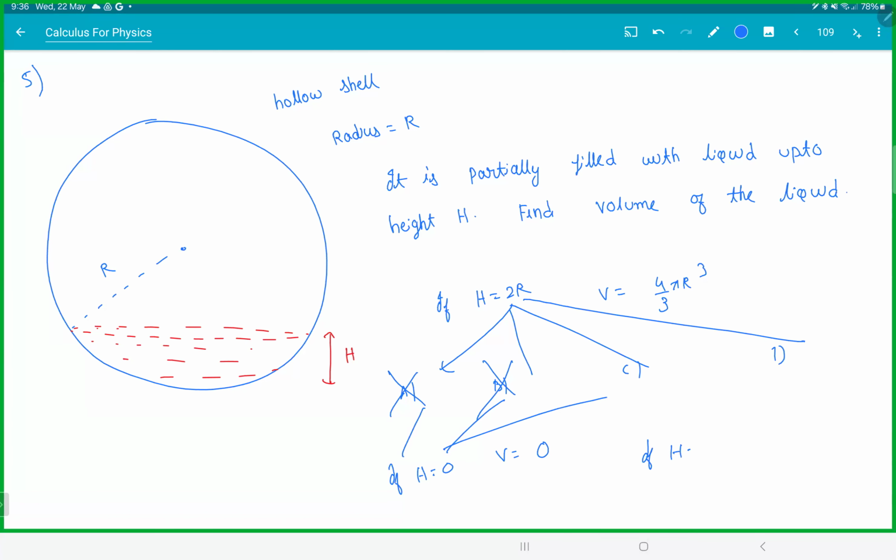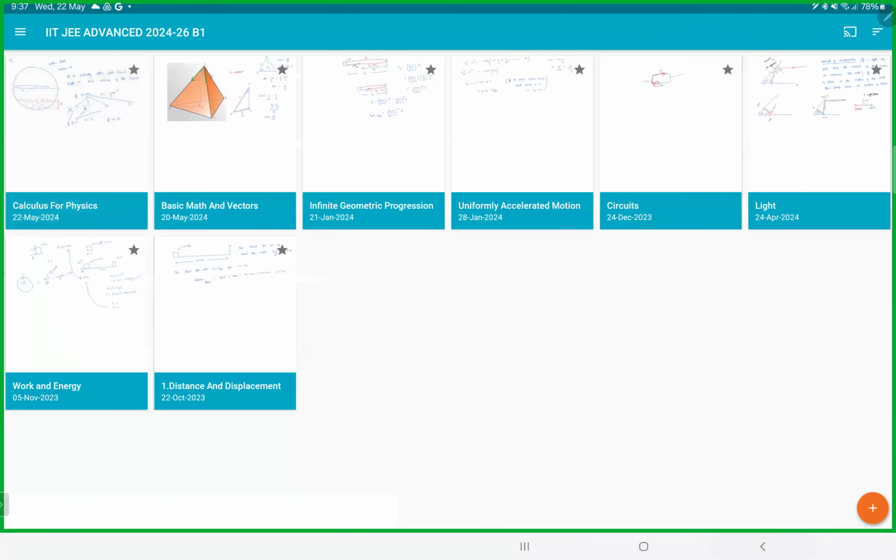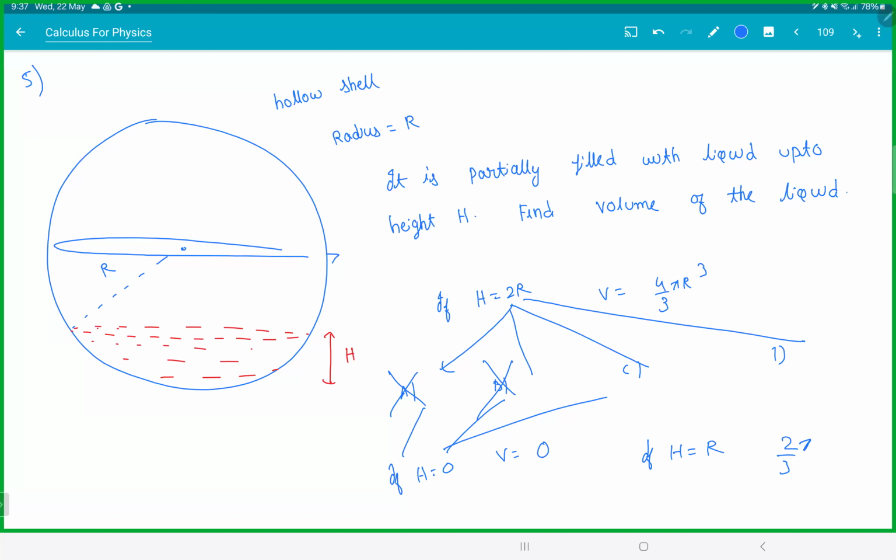Suppose h is equal to r, then half filled. You're getting what we're doing? We are converting the problem into something which I know. I know for a full sphere, I know for a half sphere. You're asking me for some random h. So if I can make h is equal to r, the answer should be 2 by 3 pi r cube. Substitute. Maybe this is also wrong. The only thing left is D, so that should be right.